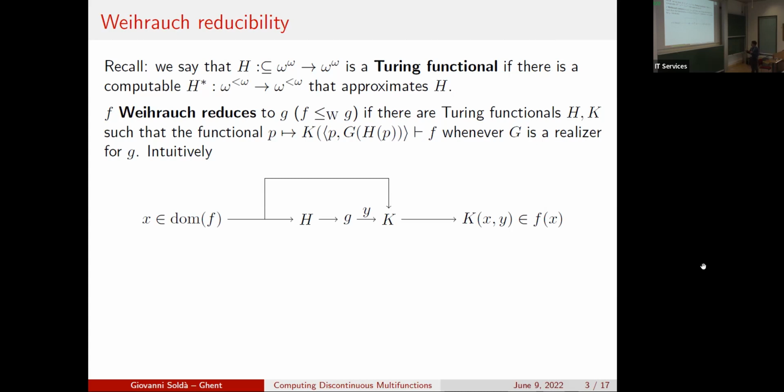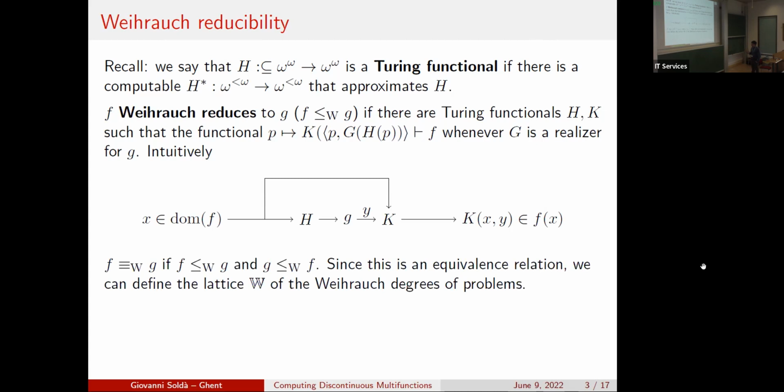Whenever you're given a realizer G for the problem g, you're able to produce via these functionals a realizer for f. But everything was already explained in previous talks. Something I should probably say is that you can say that f is Weihrauch equivalent to g, if the two relations hold, if f reduces to g and vice versa. Since this is an equivalence relation, it makes sense to study the lattice of the Weihrauch degrees of problems.